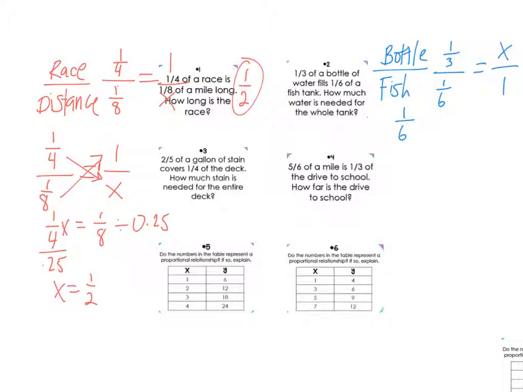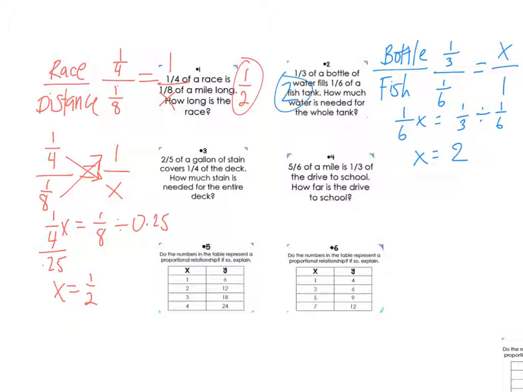So this is 1/6 x equals 1/3. Figure it out the same way. Take 1/3 and divide by 1/6. So it's really 1/3 divided by 1/6. That's what this will be equal to. 1/3 divided by 1/6 is the awesomest whole number, 2. So number 2 is 2.